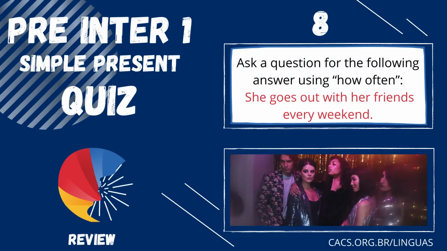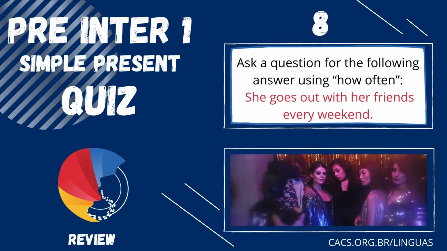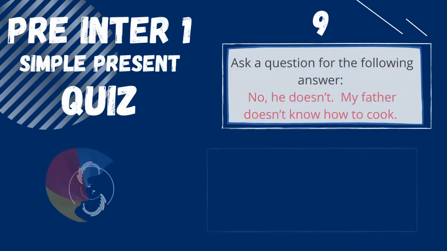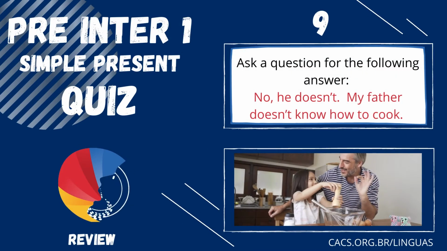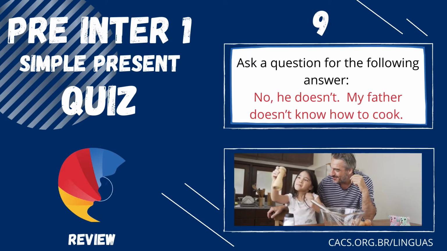8. Ask a question for the following answer using how often. She goes out with her friends every weekend. 9. Ask a question for the answer. No, he doesn't. My father doesn't know how to cook.